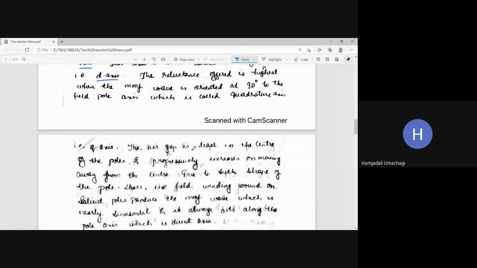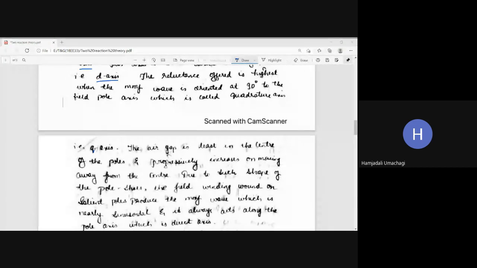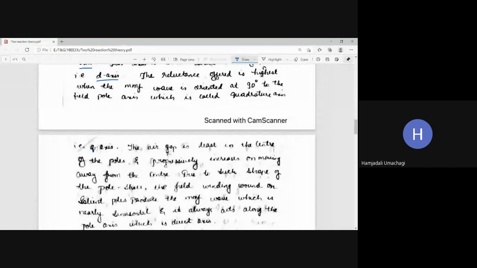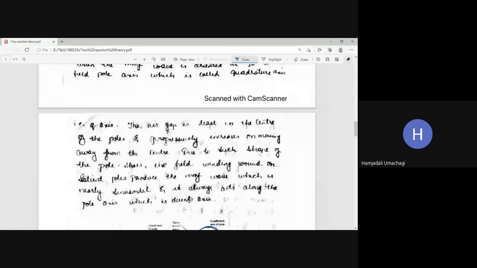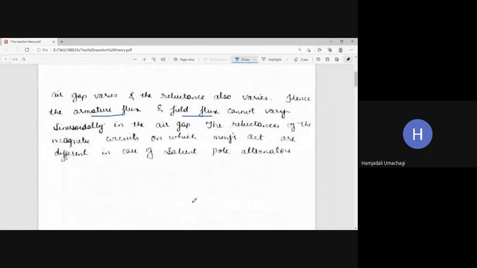Okay. The air gap is least in the center of the poles and progressively increases on moving away from the center. Due to such a shape of the pole shoes, the field winding wound on the salient pole produces an MMF wave which is nearly sinusoidal, and it is always acting along the pole axis, which is the direct axis. So because of this, you can see the change in the air gap length here.